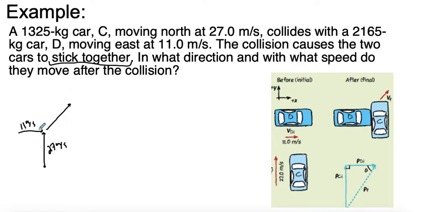Okay, so now looking at these pieces that I've drawn here, what's kind of convenient when we work on these problems is these pieces are actually legs of this triangle here. So that's the 11 meters per second, and then that's the 27 meters per second. But the hypotenuse of this triangle is what would be our resultant velocity after the two cars collide.